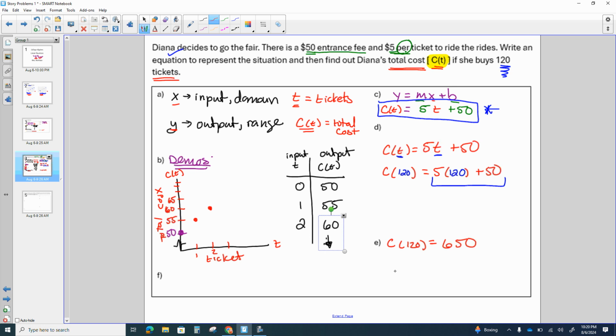Last thing I want to do is write a sentence. This tells us that you understand what the word problem was all about the whole time. So the first person is Diana. I'm definitely going to reference her.